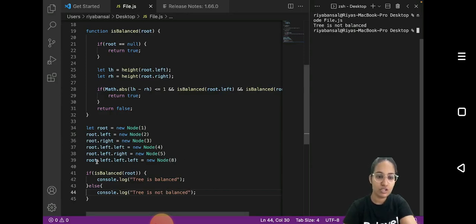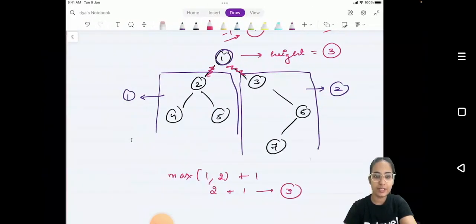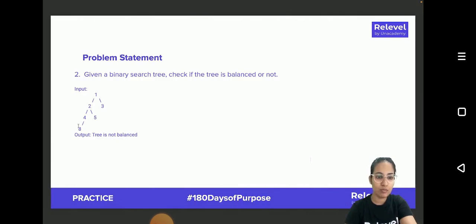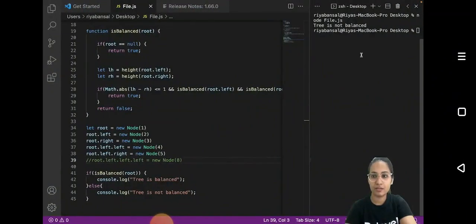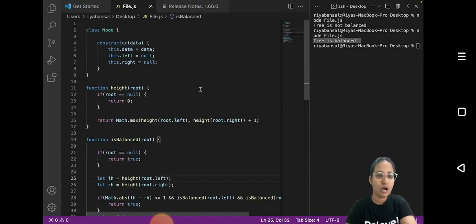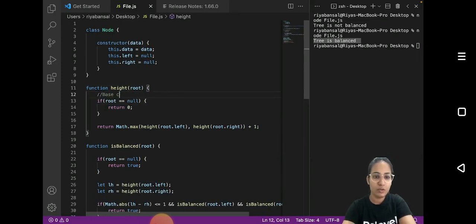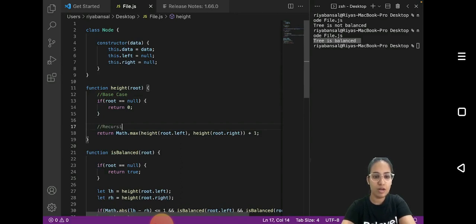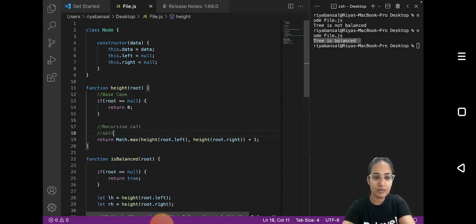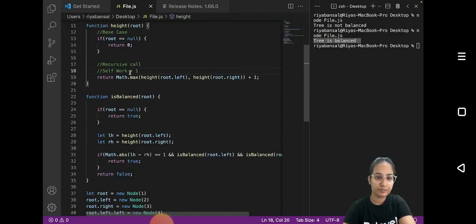Tree is not balanced. So if I simply remove this, that means I don't have this anymore, then the tree should be balanced. Let's see. See, in that scenario, the tree is balanced. Always remember, for both of these, we are doing three things only. Since it's a recursion question, we have the base case, the recursive call for the left and the right subtree, and the self work, which is doing +1 to the max.